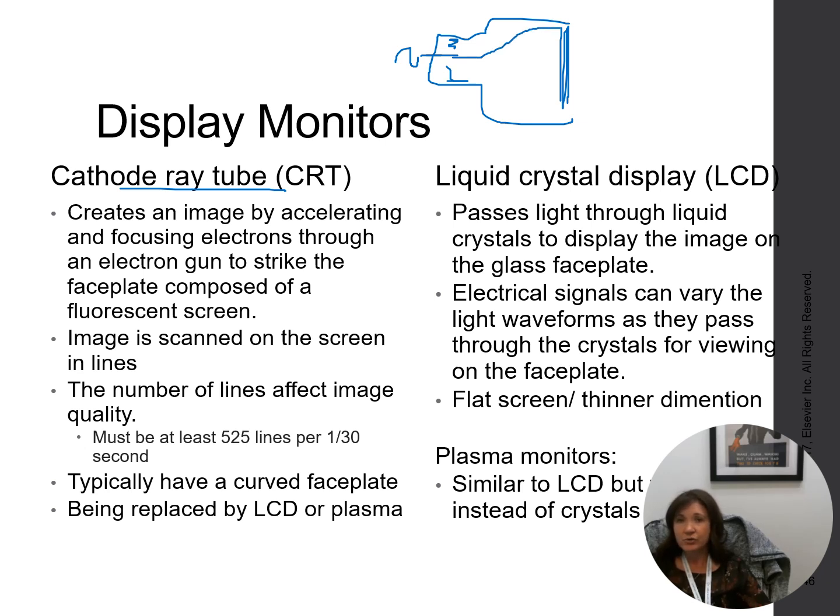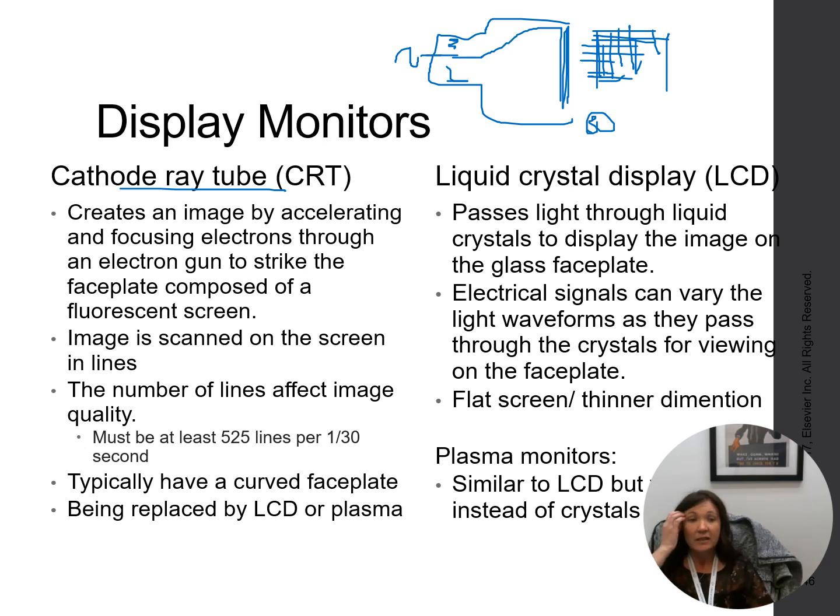It's going to shoot electrons to that screen in a raster pattern, left to right, and then interlace it top to bottom at the rate of 30 frames per second. All right, this creates an image, and that is basically the basics of the older cathode ray tubes.